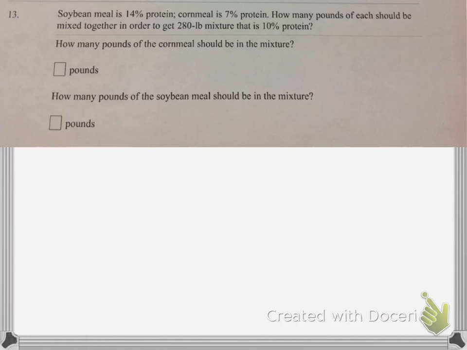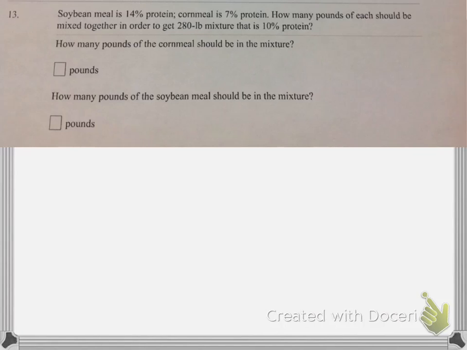And now, dun dun dun dun, our favorite problem on the whole test is number 13. Do you think it's symbolic that it ended up being number 13? Just wondering. It's the most evil problem on the test, and it's number 13.